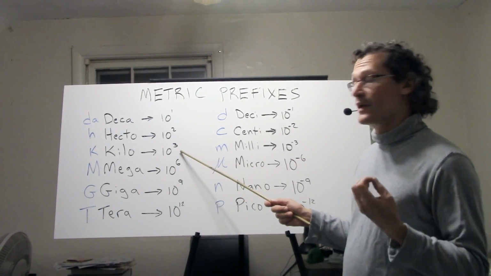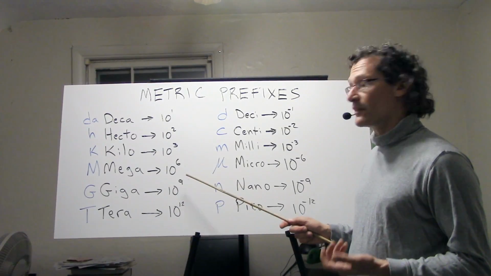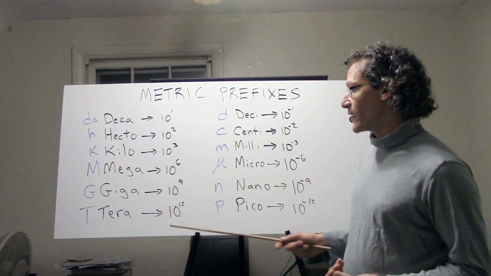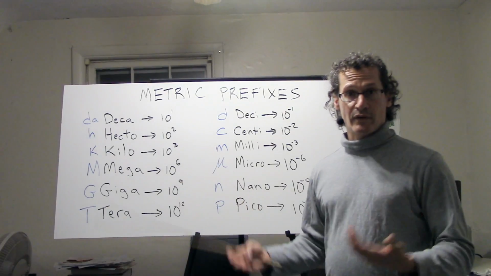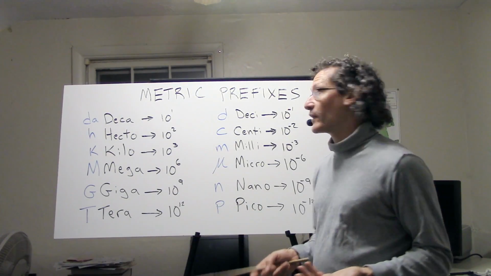Kilo, for example, is 10 to the third. It would be 1,000 times greater. Giga, 10 to the ninth, 1,000,000,000 times greater. And then we have tera at 10 to the 12th, or a modifier that indicates something is 1,000,000,000,000 times greater.